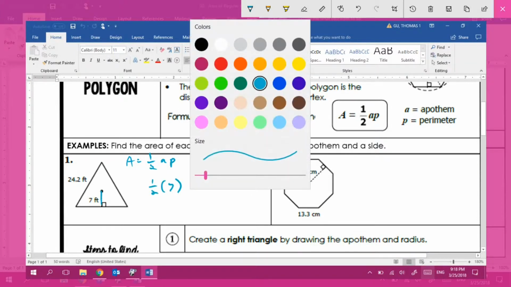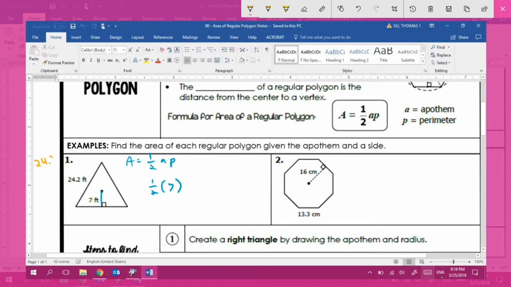How am I going to find the perimeter? One side is 24.2. How many sides do I have? 1, 2, 3 sides. I'm going to multiply that by 3. And my perimeter is going to be 72.6 feet, but I'm just gonna write the number. So it's that times 72.6. Put that into the calculator, and your answer is gonna be 254.1. We're talking about area, so my units are gonna be feet squared. Do not forget the squared, and that is my answer. So you guys use that area formula and do number 2.